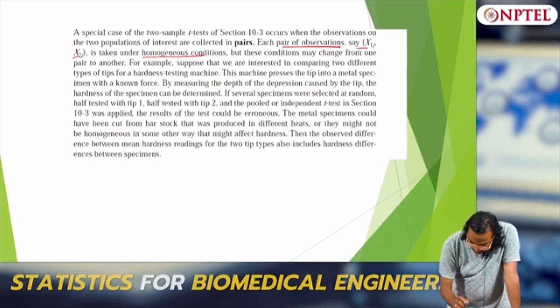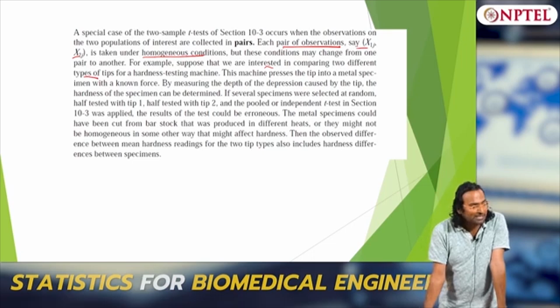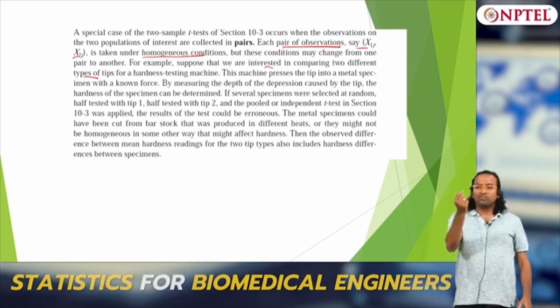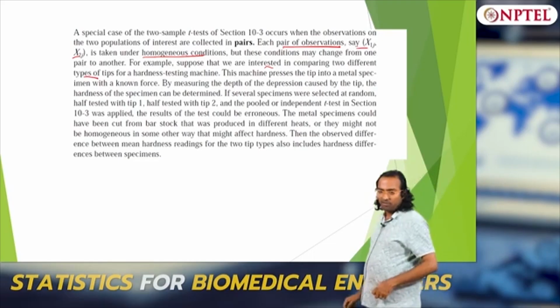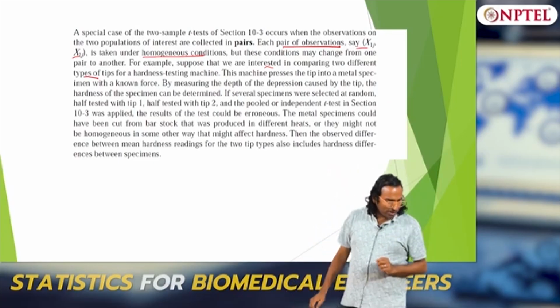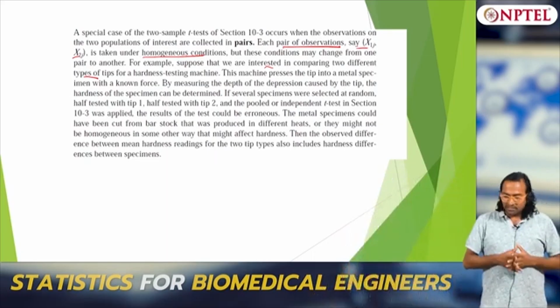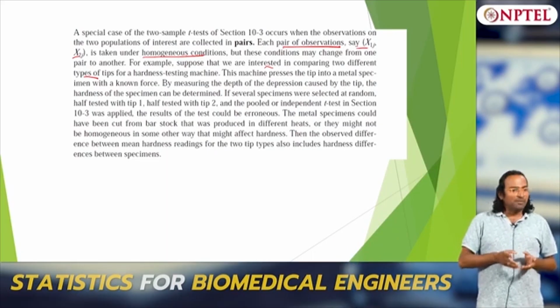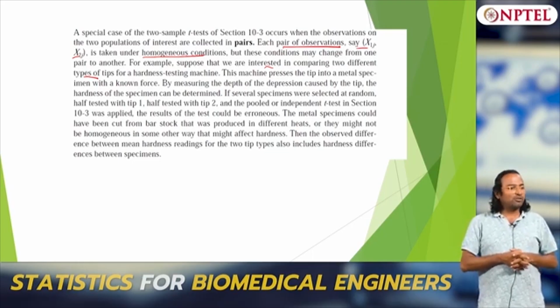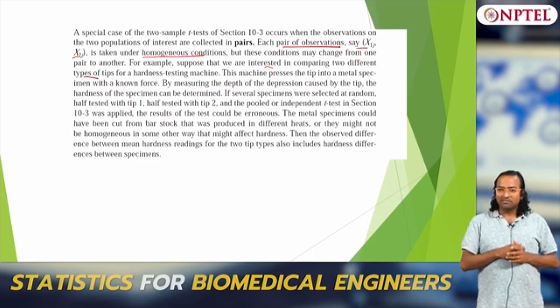Let us say an example: suppose that we are interested in comparing two types of tips for a hardness testing machine. You have a machine, you want to test your tip for measuring the hardness of a sample. The simple case in our analogy would be to have two kinds of, you have seen glucometers? There are multiple kinds of, what I say, the needles, right.